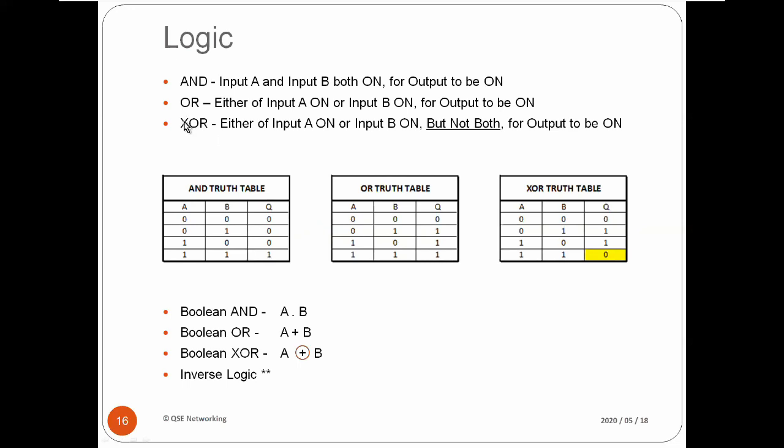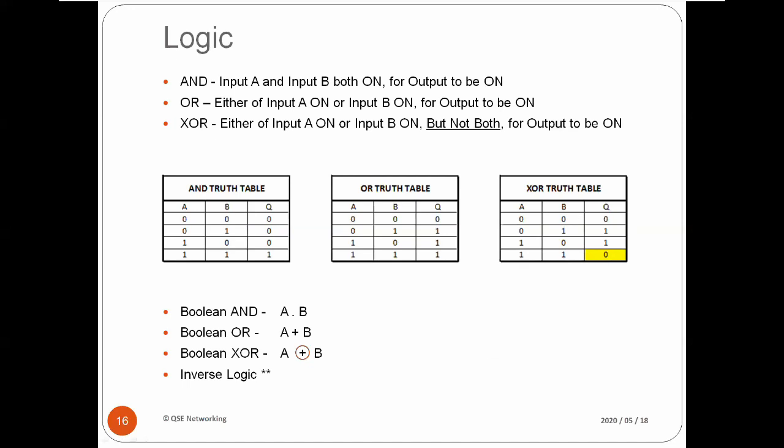Then there's what they call exclusive OR. This is a very interesting function. It means when either input A is on or input B is on, but not both, then the output is on. And you can see here, I'll put the truth table. Here, A is off, B is on, it's on. A is on, B is off, it's on. Both of them are on, the output is off.